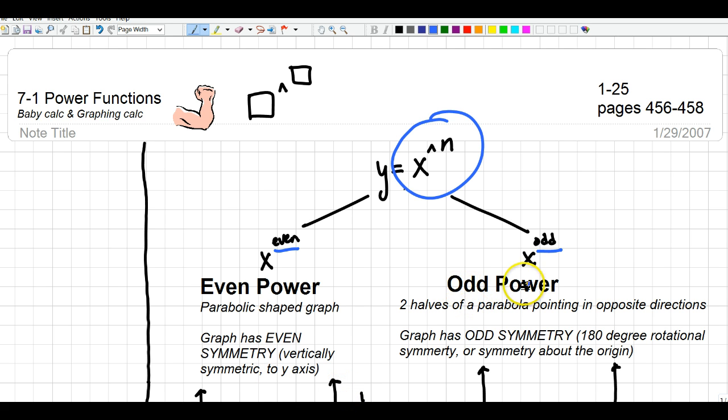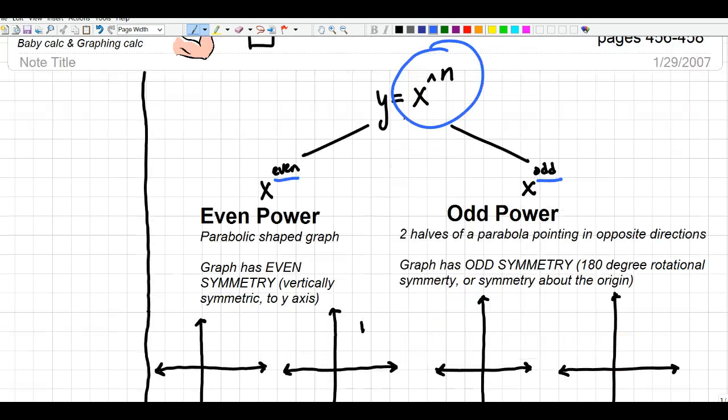When you're working with an odd power, that graph will have two halves of a parabola, but those two halves will be pointing in opposite directions. So you'll get more of a squiggly or curvy shaped line for that graph. Graphs that have an odd power will have odd symmetry, which means it's going to have 180-degree rotational symmetry, or another way to describe it is that it's symmetric about the origin. So let's take a look at what those graphs look like.